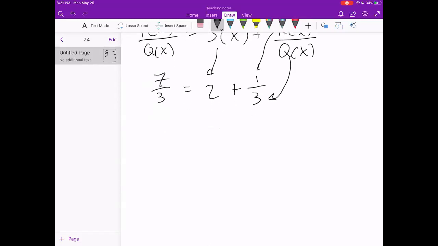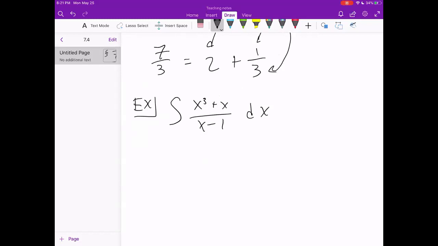But anyway, let's jump into our first example. We're not yet to partial fractions. This is just doing these things with polynomial division. So we have the integral of x cubed plus x divided by x minus 1 dx.